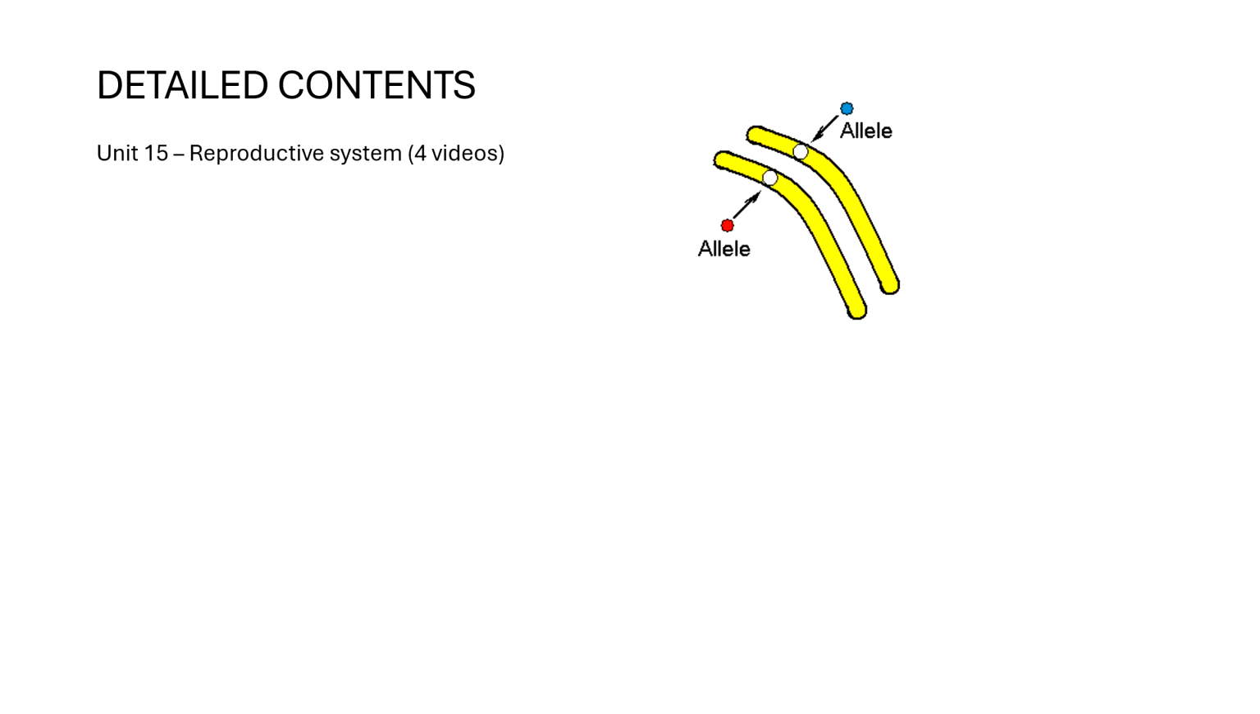Unit 15 deals with the reproductive system. It's divided into 4 videos. Video 1 includes Part A, an introduction to reproduction. We'll look at chromosomes, characteristics of reproduction, and cell division.